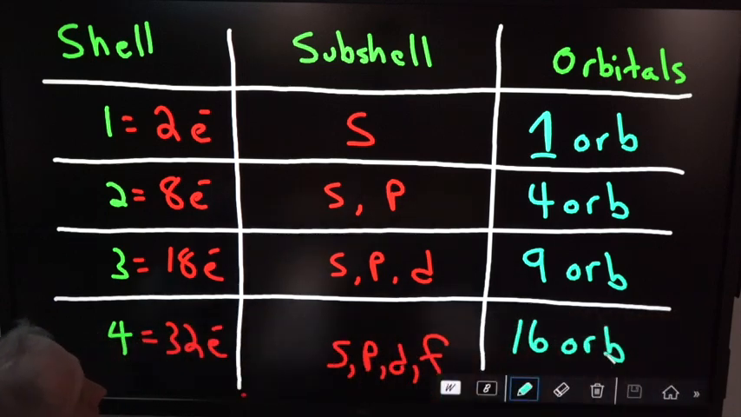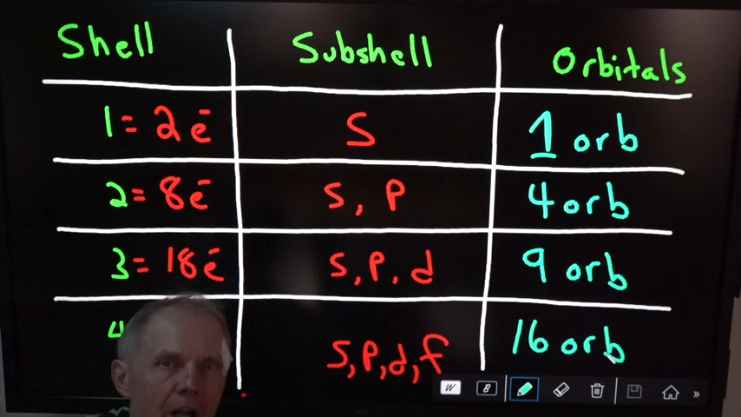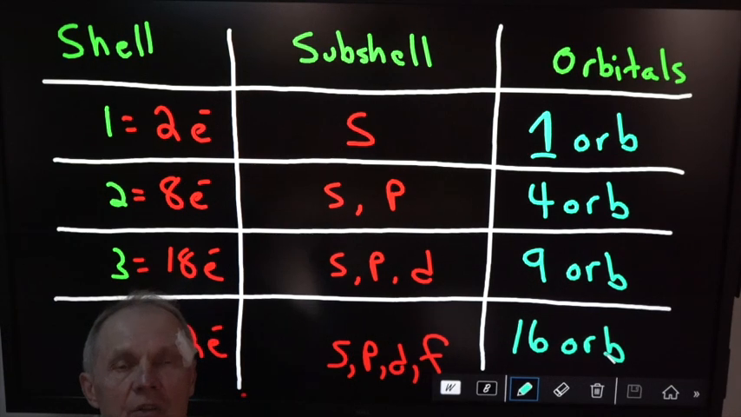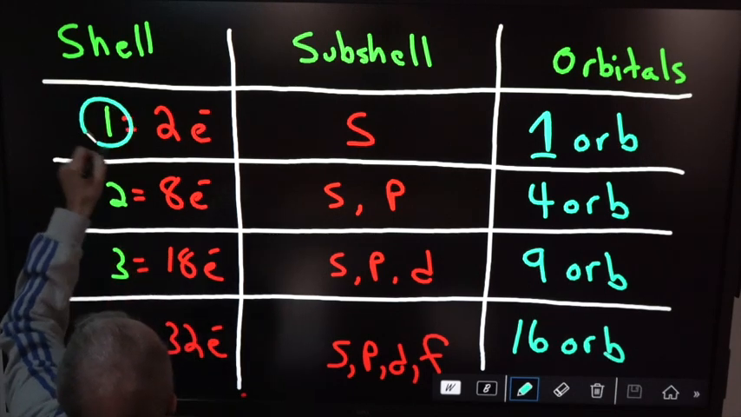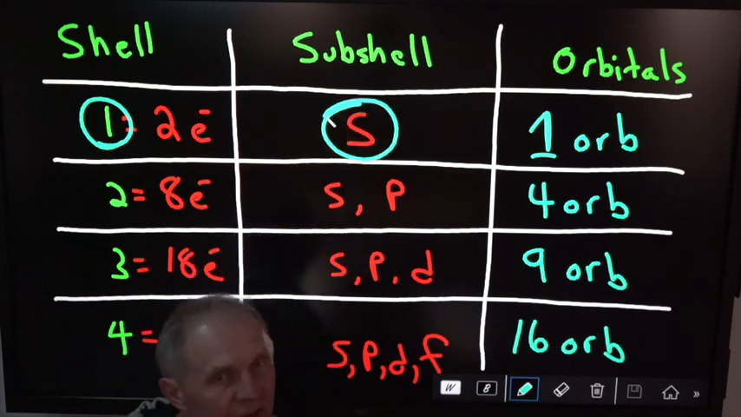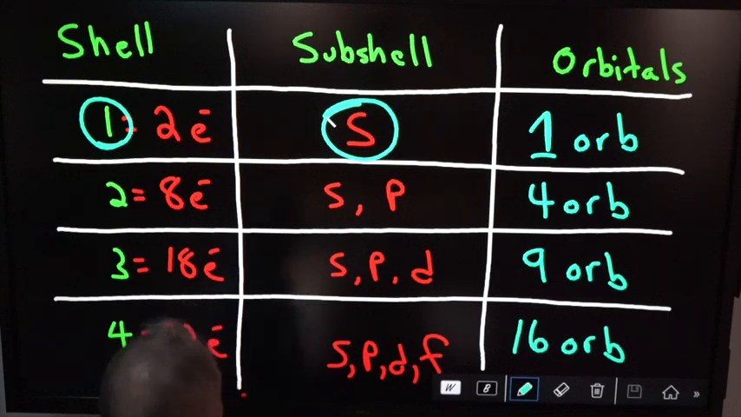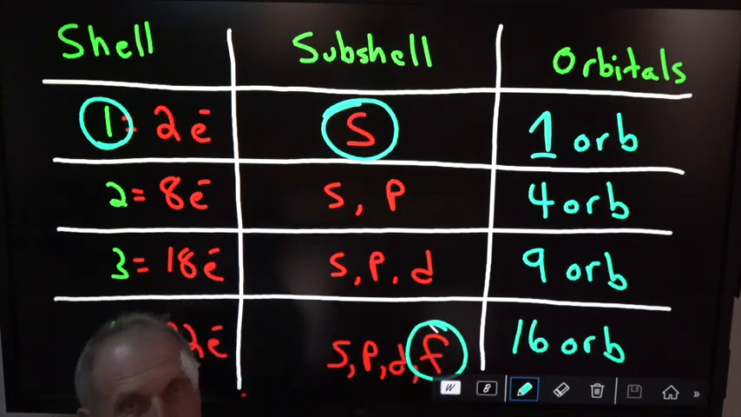So that's how many orbitals. Now we're going to go further into orbitals, but that's what it looks like. So my question, what shell, what subshell would you like to be in to be the most stable? Well, the most stable is in the first shell, and it's the S subshell. That's the most stable. Which of these on the board would be the least stable? The least stable would be being in the fourth shell and the F sublevel.